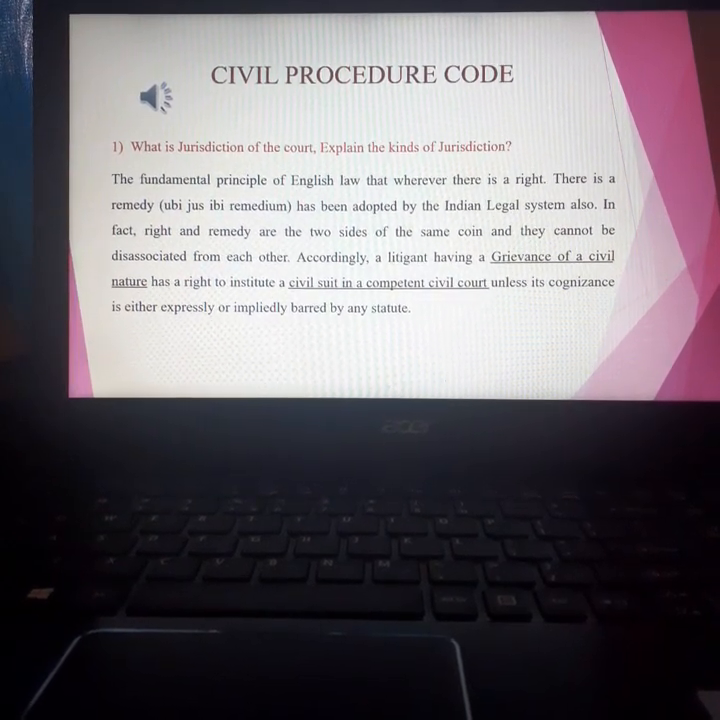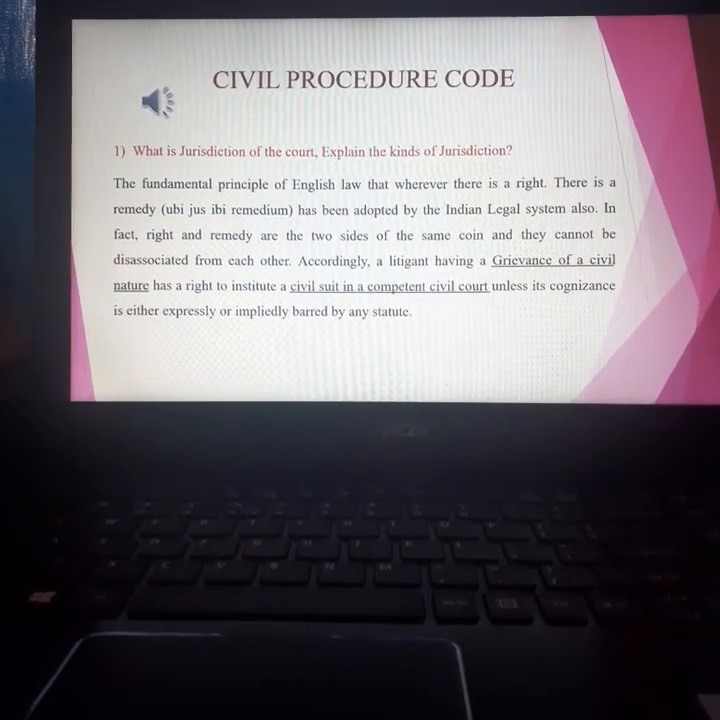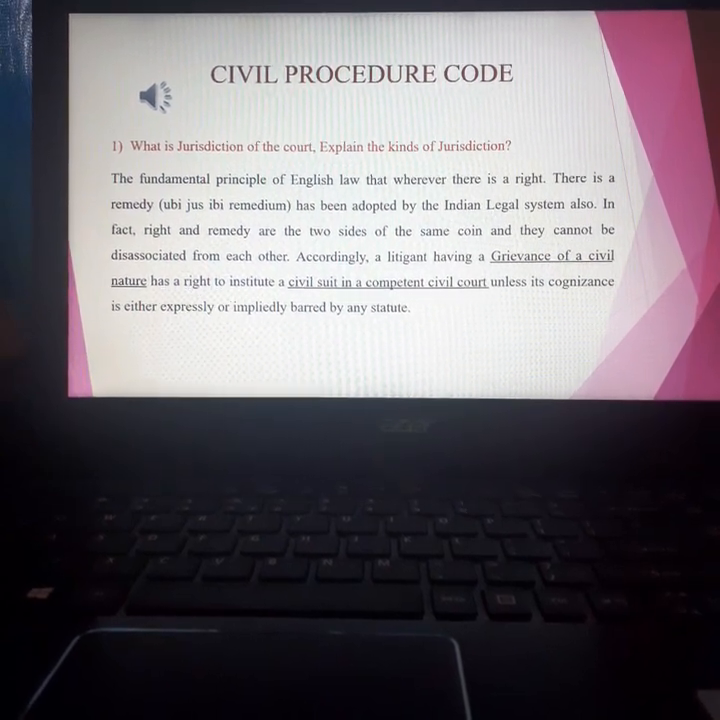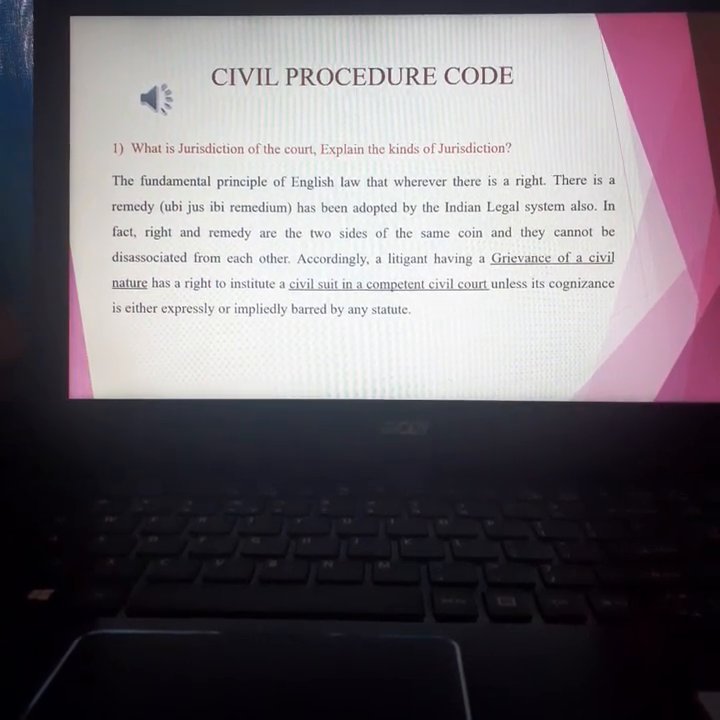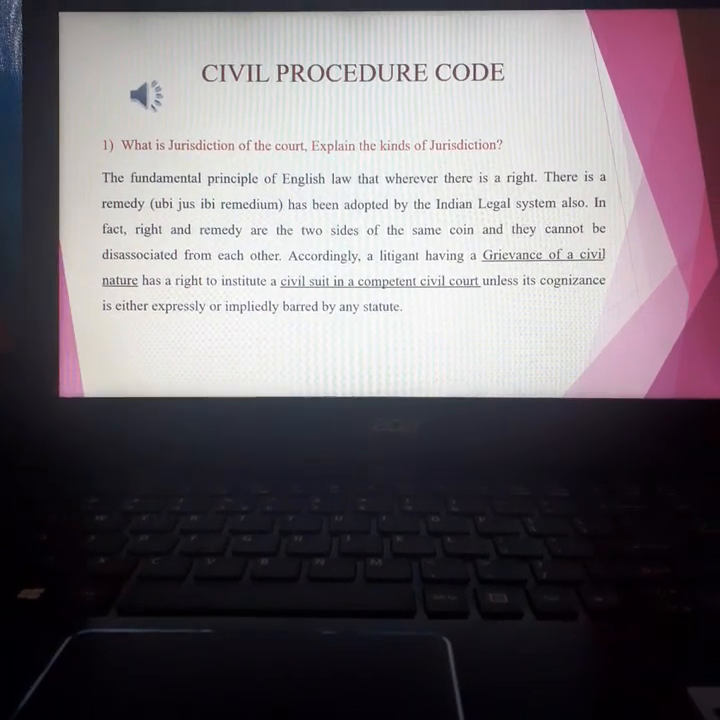A litigant having a grievance of a civil nature has a right to institute a civil suit in a competent civil court, unless its cognizance is either expressly or impliedly barred by any statute.